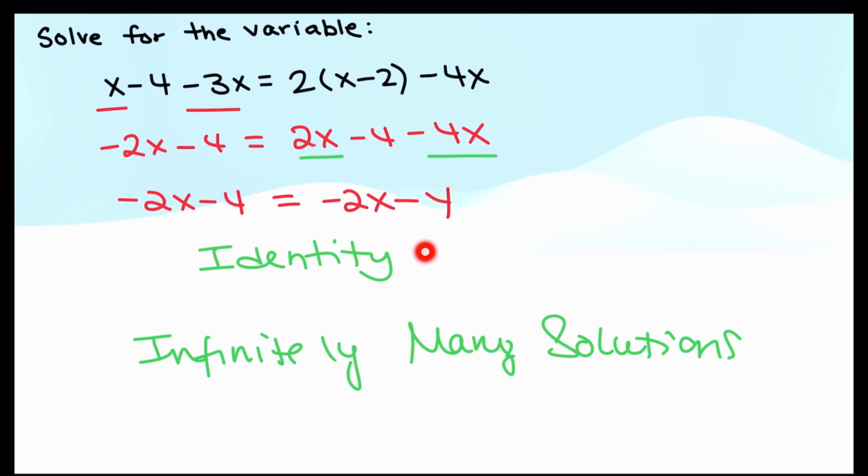Because this is an identity, it means x can be any real number, x can be anything, and we will still get that true statement. So we have infinitely many solutions.